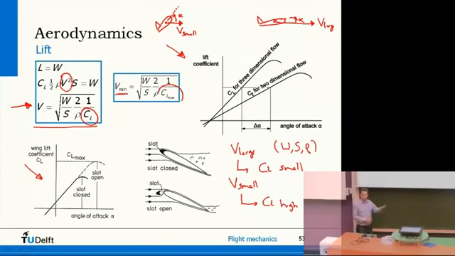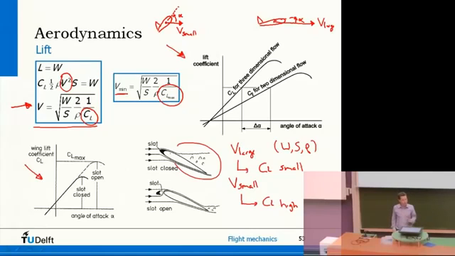Now you know, as you start increasing the angle of attack, then at some point you may have separation. So your lift coefficient will increase with angle of attack, and at some point the lift will suddenly diminish because the flow simply can't follow the profile.